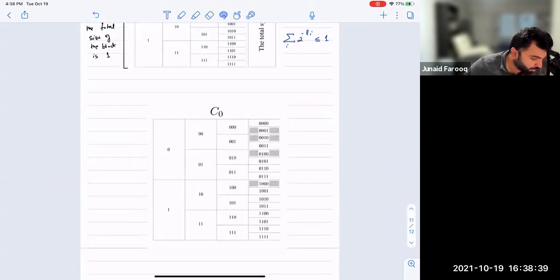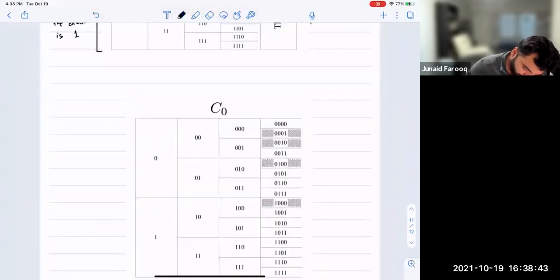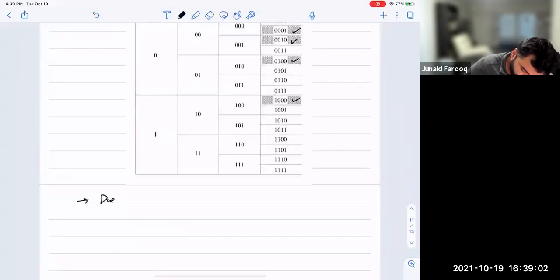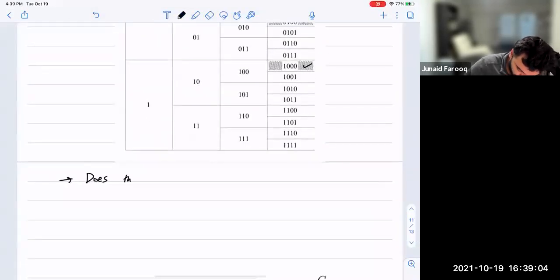So let's call this our example 1. These are the code words that you've picked. This is one, this is second, this is third, this is fourth. Okay, so the question is, does this satisfy Kraft inequality?